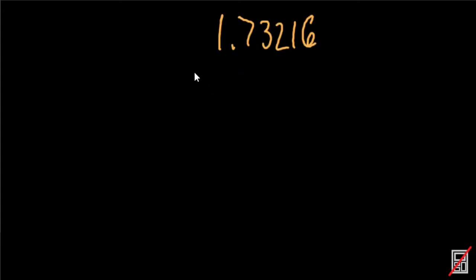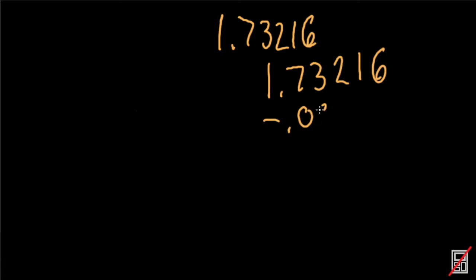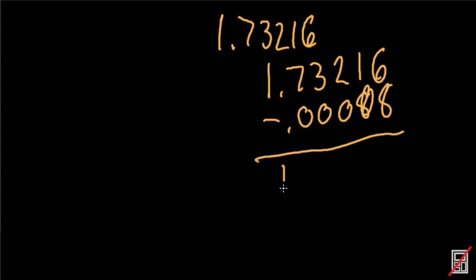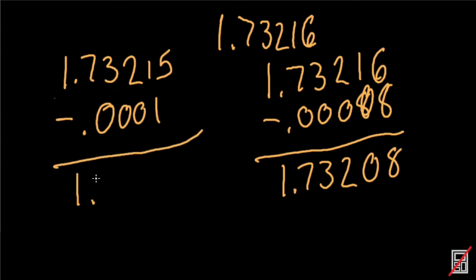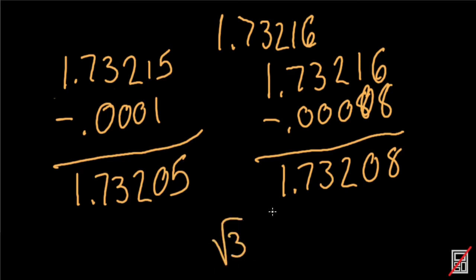So we then subtract epsilon, and we get an upper bound of 1.73216 minus 0.00008, being 1/12,000th, which gives us 1.73208. And so for the lower bound, we get 1.73215, and we subtract 1/10,000th, and we get 1.73205. So we get that the square root of 3 starts with 1.7320.